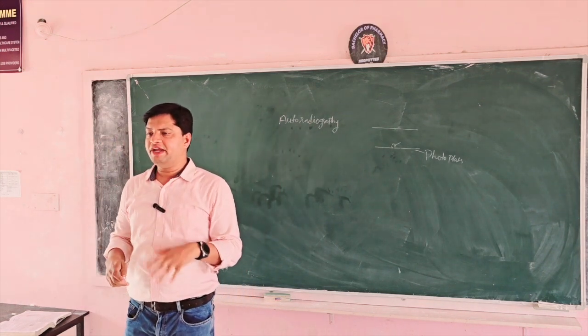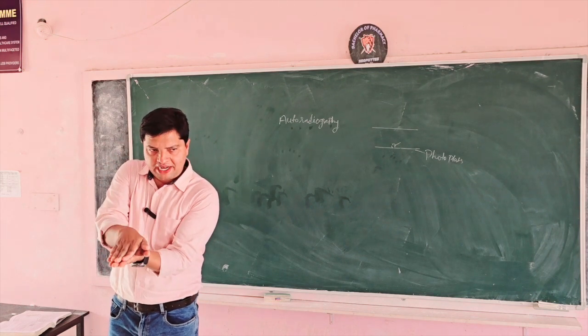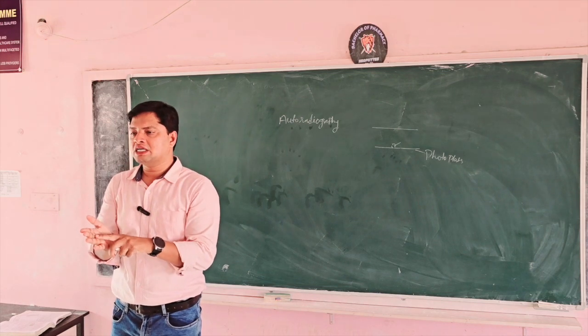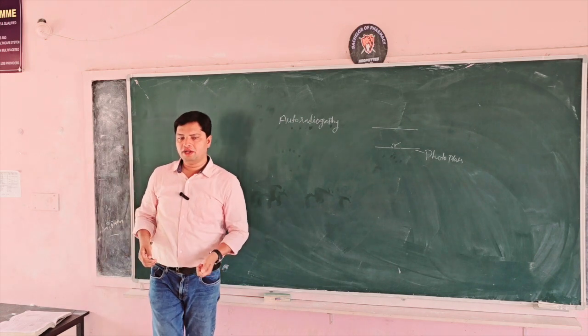What is autoradiography? Photosensitive plates are there. Keep the substance between the photosensitive plates. If the substance is radioactive, you find a dark spot on the plate. Over. That's all. That is your autoradiography.